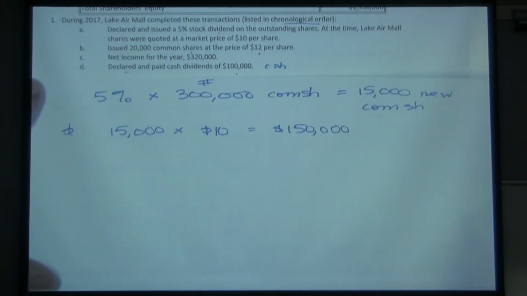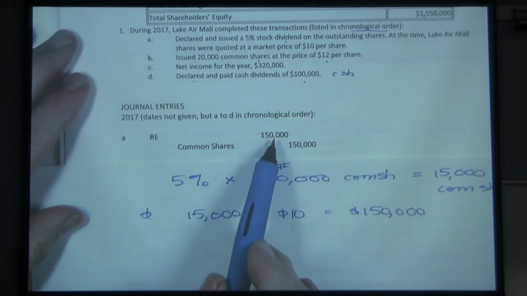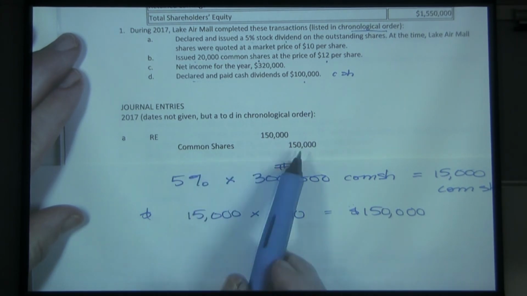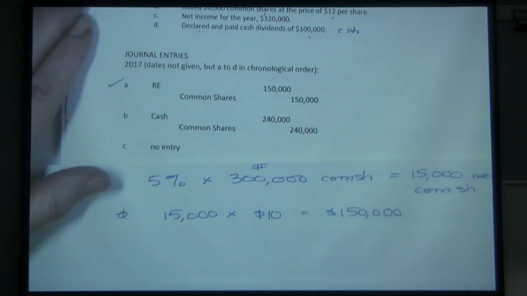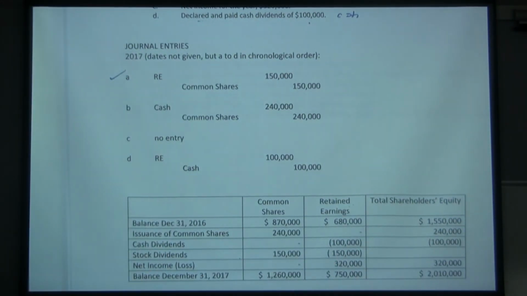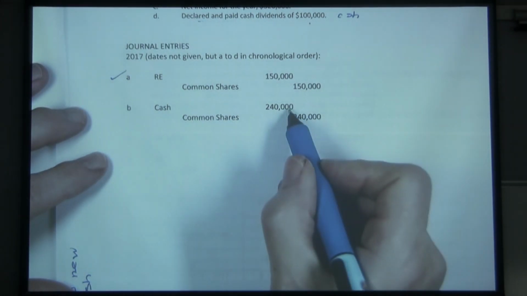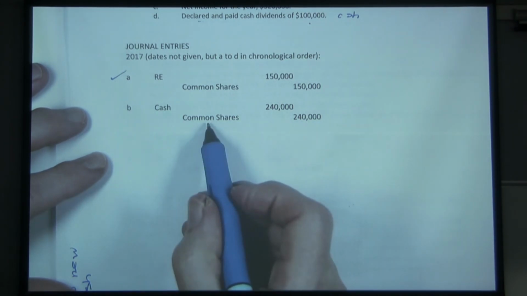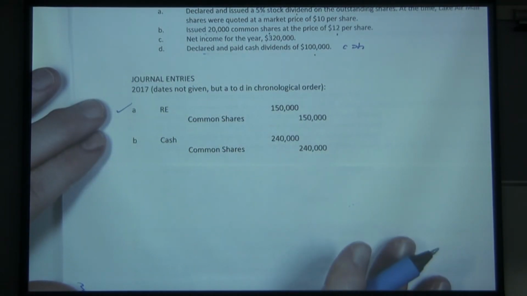So now we can write our journal entry for the stock dividend. That journal entry will be: we decrease our retained earnings by $150,000, and we increase our common shares by $150,000. So that is the stock dividend, all done. The next item is we're issuing 20,000 additional common shares for $12 a share. In that case, we're going to get cash of $240,000. This is just the 20,000 new shares multiplied by the $12, and our increase in common shares. There's no journal entry for the net income amount. We can leave that off.